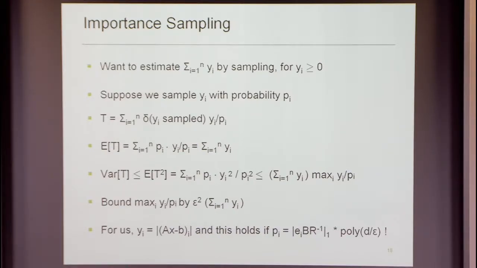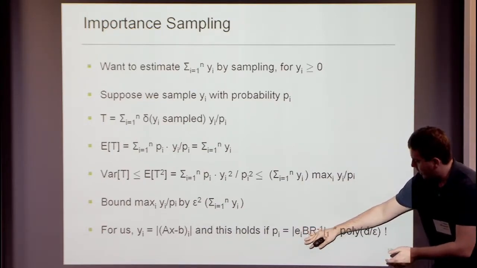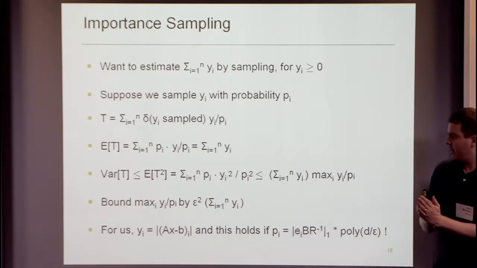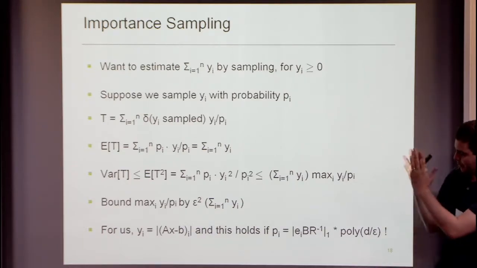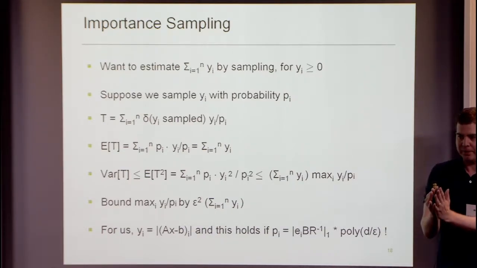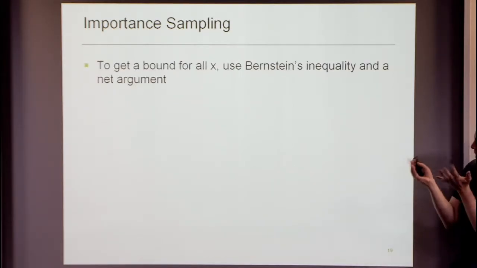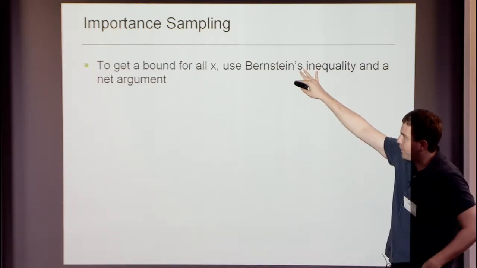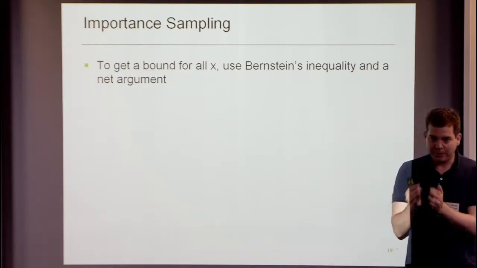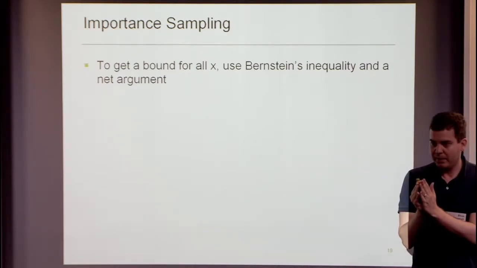So this shows that if I do the sampling according to the row norms of this well-conditioned basis, importance sampling works, and I preserve the one norm of any fixed Ax minus b in my subspace. With a slightly stronger argument, using Bernstein's inequality, you can show that you preserve the one norm with high probability.